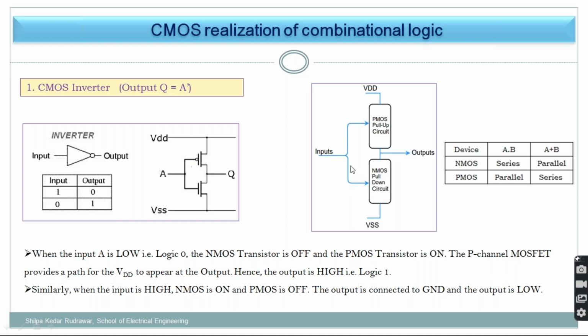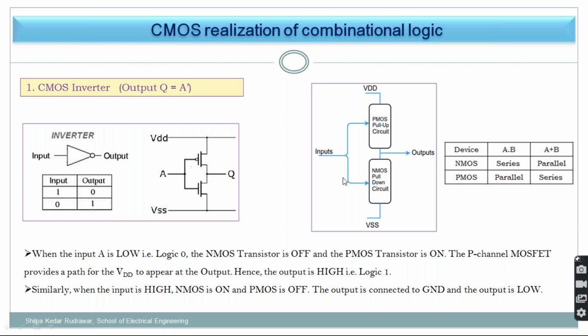You know this thing in your mind, that always in the pull-up network, PMOS should be connected, and for the pull-down network, NMOS should be connected. In between, we need to make a common point, and we have to take the output. VDD is connected to PMOS, VSS, that is ground, is connected to NMOS, and inputs are common.